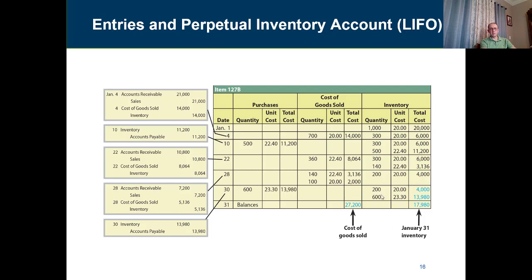Again, I just want to clarify that. The remaining 200 are coming from the original 1,000. From this original 1,000, we sold 700, so that left us with 300. And then remember, we sold another 100 here, so that left us with 200. So 1,000 minus 700 minus 100 left us with the 200 at $20. And the 600 is the newest batch that we have here. So I'll stop here in this video, and in the next video, we're going to see the weighted average.